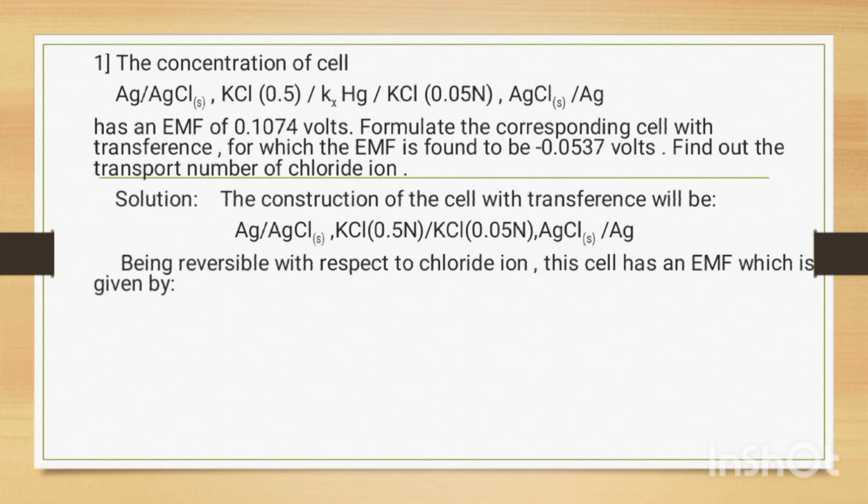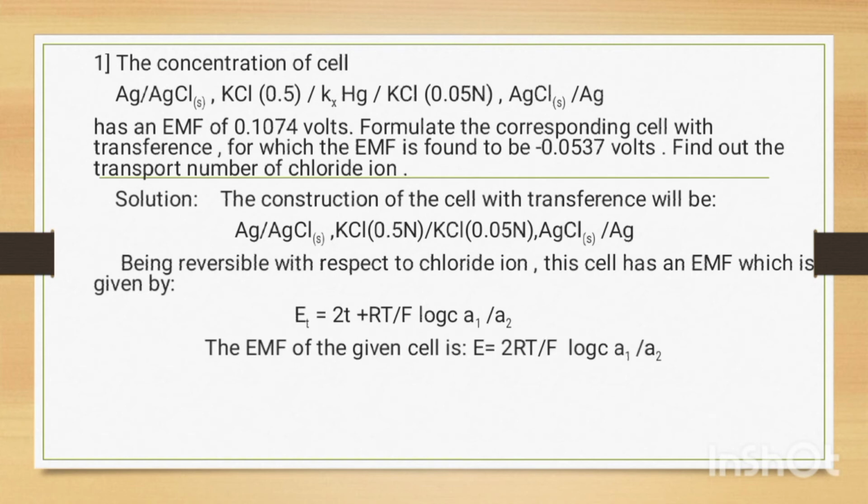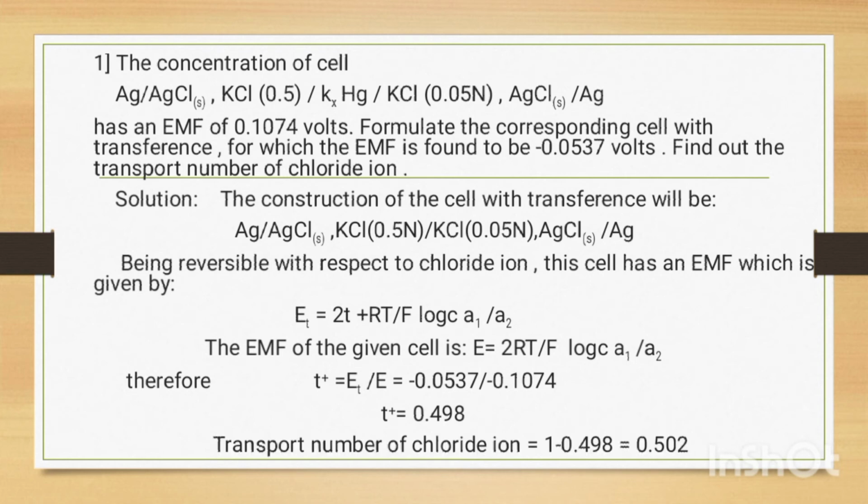This cell has an EMF which is given by Et is equal to 2T plus RT upon F log a1 upon a2. The EMF of the given cell is E is equal to 2RT upon F log a1 upon a2. Therefore, T plus is equal to Et upon E. Et is minus 0.0537 whereas E is minus 0.1074. Then we get T plus is equal to 0.498. Therefore, transport number of chloride ion is 1 minus 0.498 is equal to 0.502.